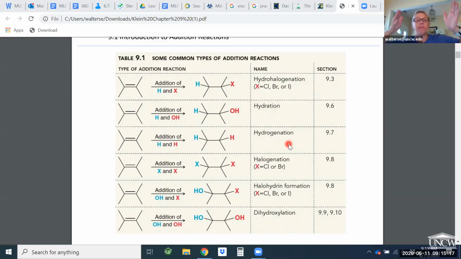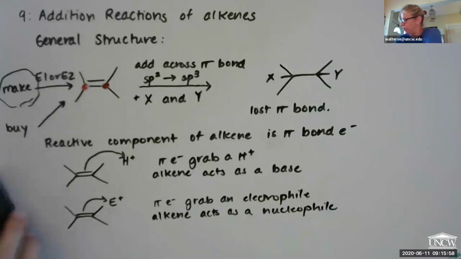Okay. And each one of the mechanisms has certain rules. These names are going to be important that you understand, because it's going to be easier for me to say we're going to do a hydration reaction than saying, okay, now again, we're going to add H and OH across the pi bond. So these names have to be understood in terms of what they represent in terms of a reaction. Okay, so before we go any further, like start looking at the reactions, there's a little bit of terminology that we need to work through.